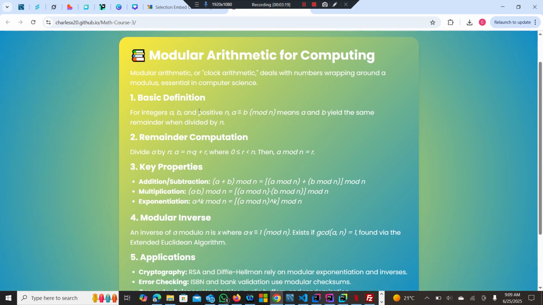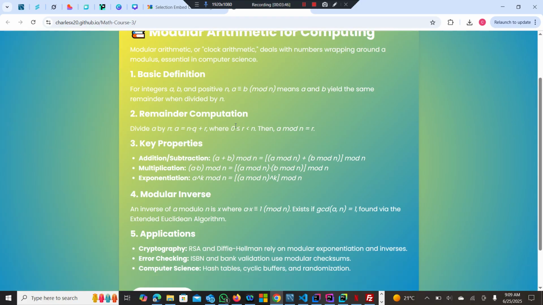So for integers a, b, and positive n, a triple equal sign b mod n means a and b yield the same remainder when divided by n. So a and b yield the same remainder when divided by n. So that is the remainder computation. The same thing, we have this dot which means multiplication, times, in programming, I mean to say.